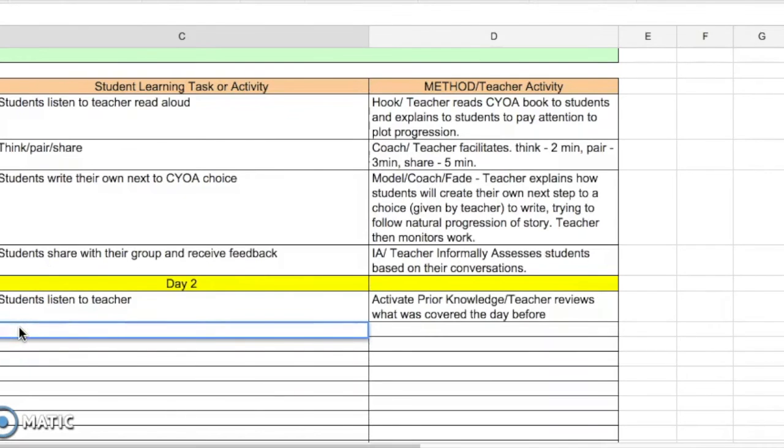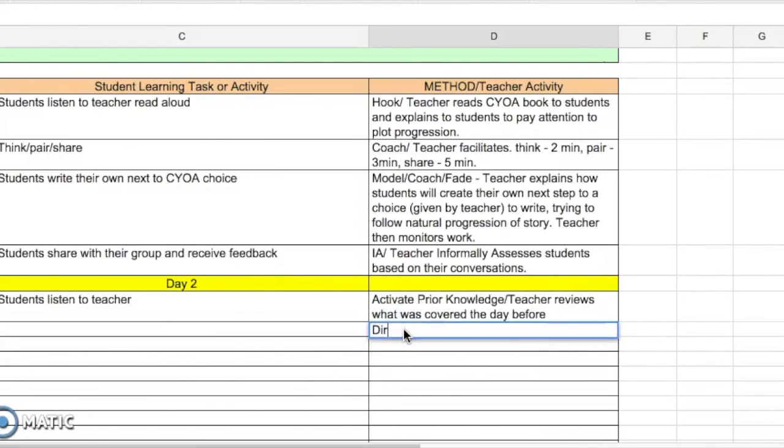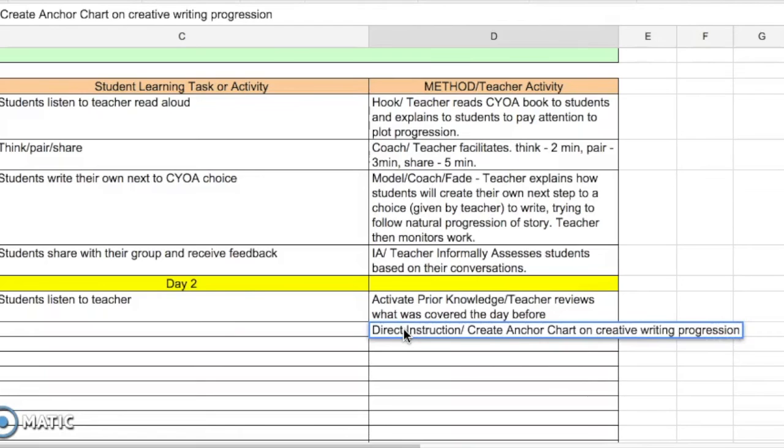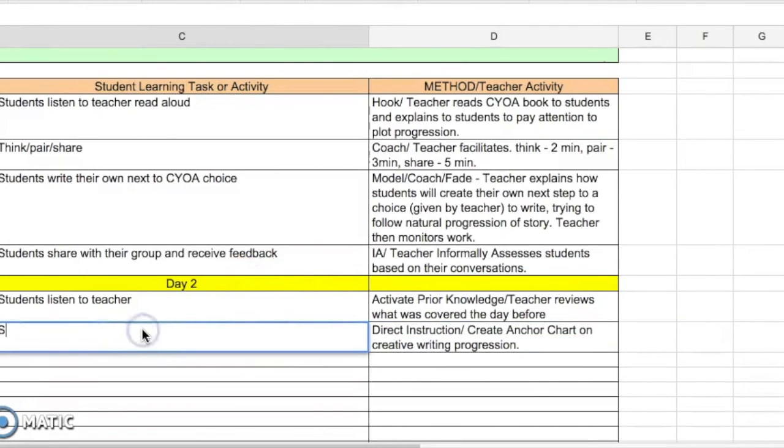Then what I'm going to have them do is direct instruction time. So I am going to now create an anchor chart on creative writing progression. And I'm going to have students listen to teacher and answer questions.